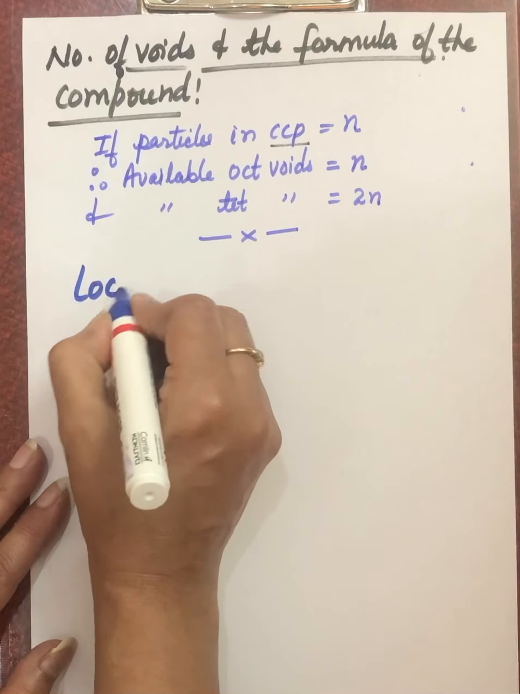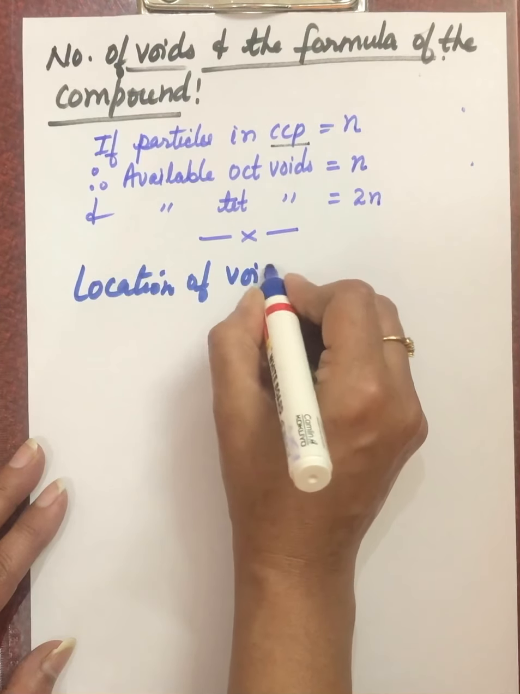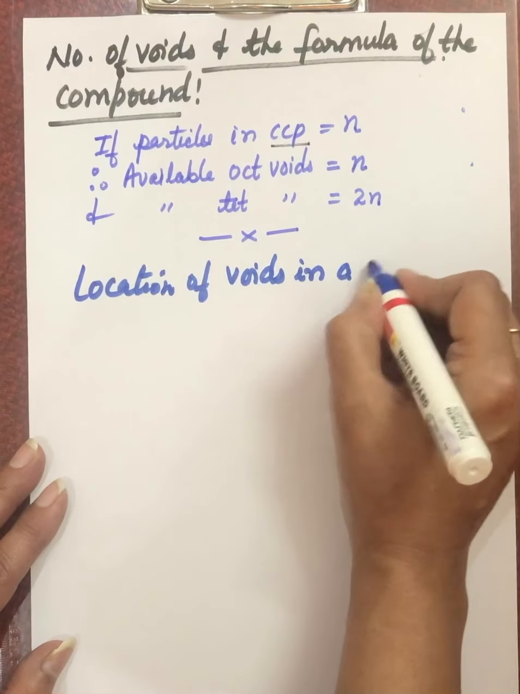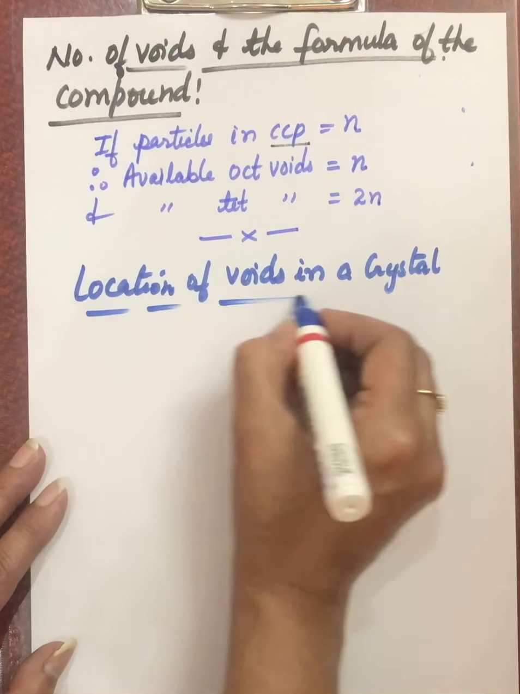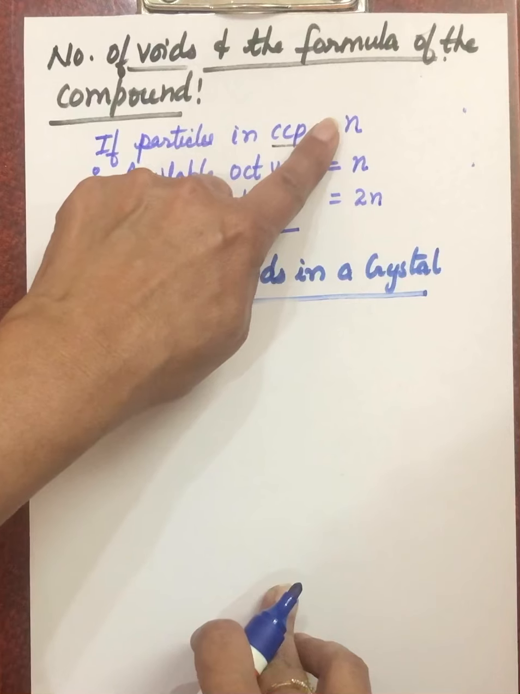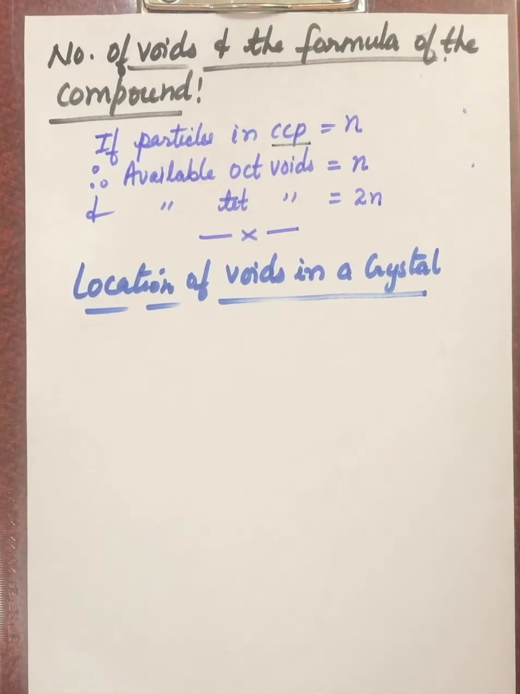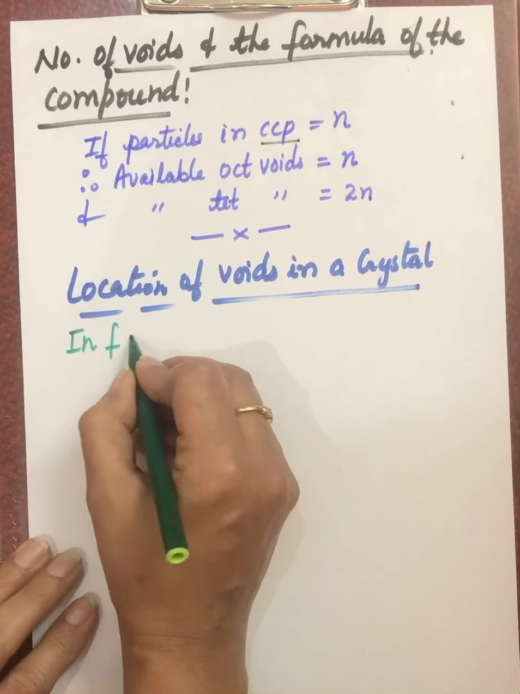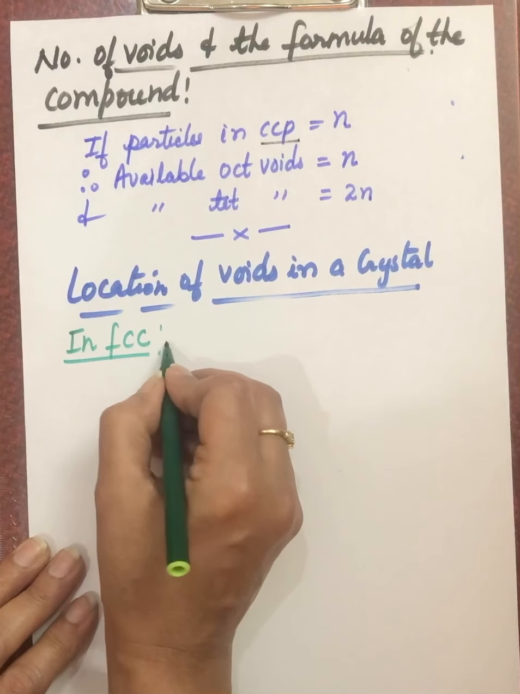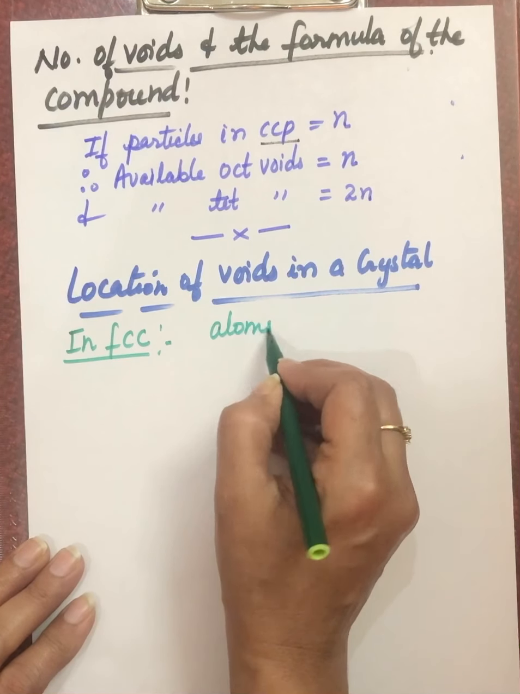Next after this we have the location of voids in a crystal, where these voids are present. If we take n particles, there are n octahedral voids and 2n tetrahedral voids. So actually where are these present? In case of FCC arrangement, we have to study this in the FCC unit cell. In FCC unit cell, how many particles are there in close pack arrangement?